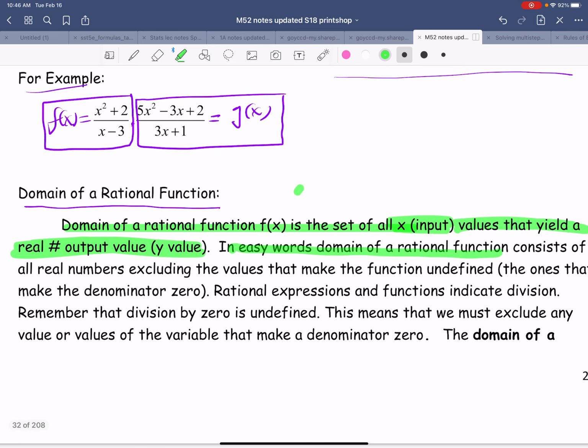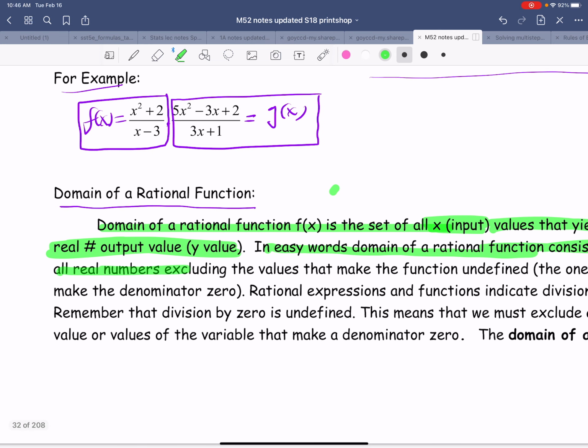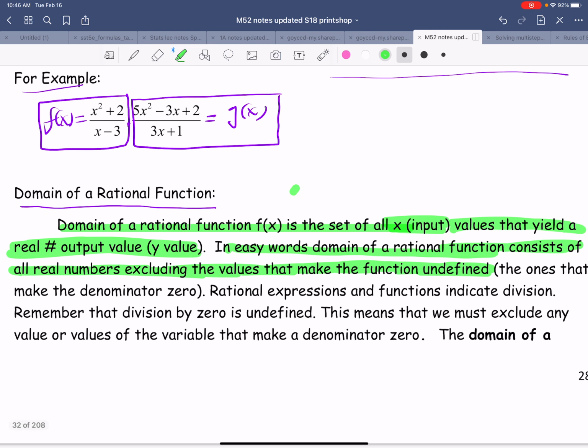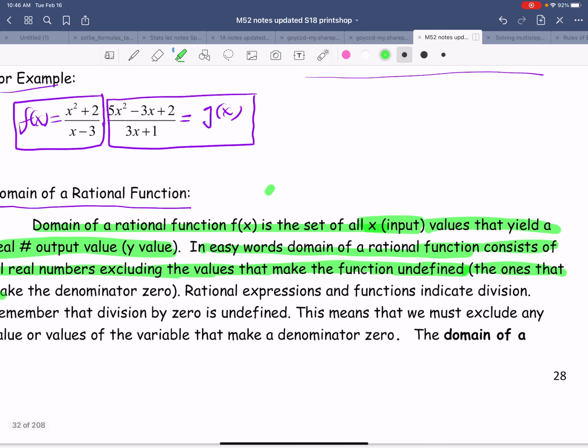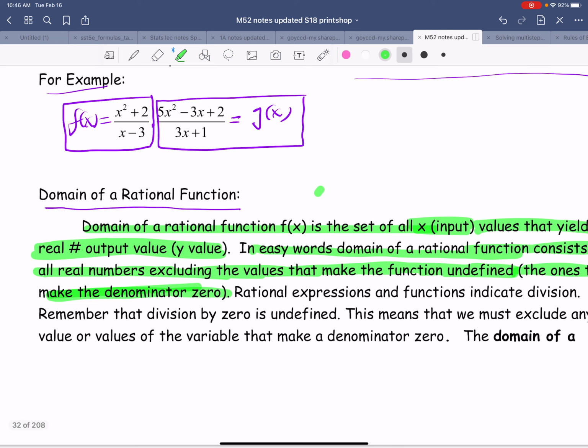In easy words, the domain of a rational function consists of all real numbers excluding the values that make the function undefined, the ones that make the denominator 0. So we want to include every single value other than the ones that make the denominator 0. We want to exclude the ones that make the denominator 0. Very important. For a rational function to be defined, the denominator cannot equal 0. So we want to exclude any values from the domain that make the denominator 0.